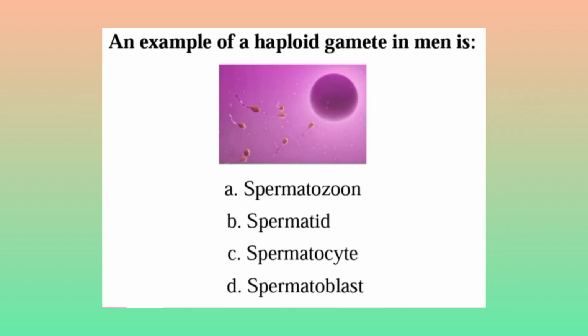5. An example of a haploid gamete in men is spermatozoon, spermatid, spermatocyte, or spermatoblast. Answer: spermatozoon. The male germ cell or reproductive cell spermatogonia undergoes a series of developmental stages and the reductional division meiosis to produce the haploid male gamete called spermatozoon or sperm cell. Haploid male gamete is called spermatozoon.